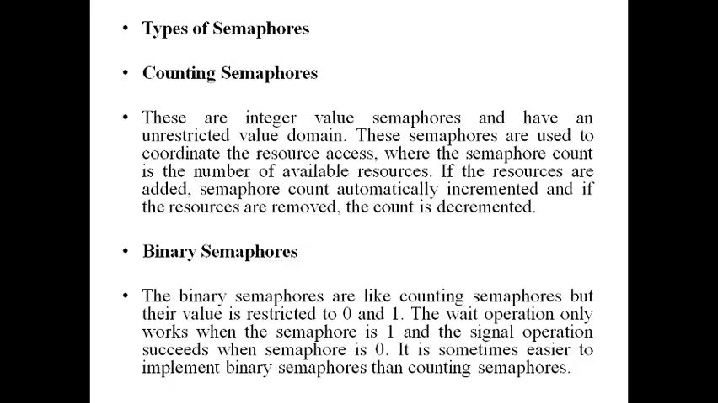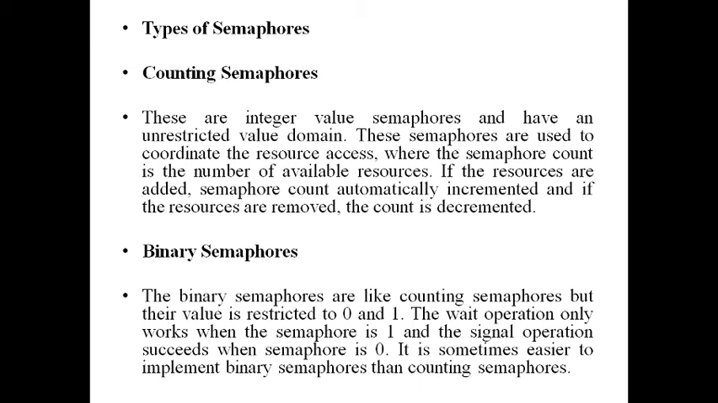Now coming to the types of semaphores, there are mainly two types. The first one is counting semaphores and the second one is binary semaphores. Counting semaphores are integer value semaphores and have an unrestricted value domain. Here any value can be there. There is no restriction, like it has to be 1, or a positive number, or a negative number. Nothing like that. Unrestricted values will be there.